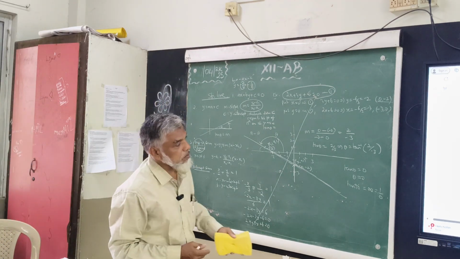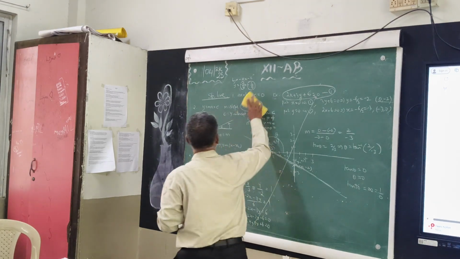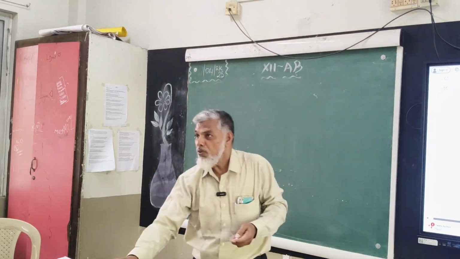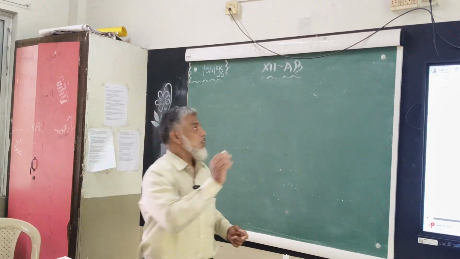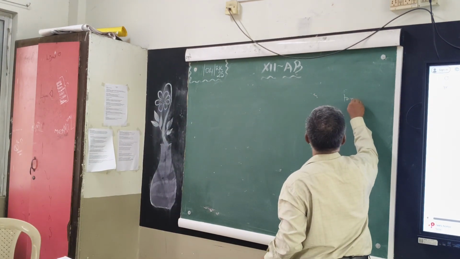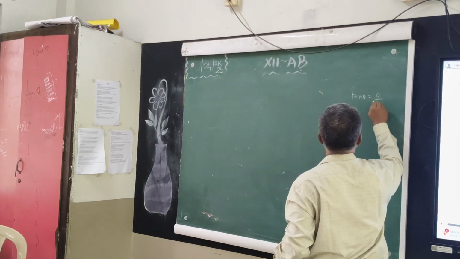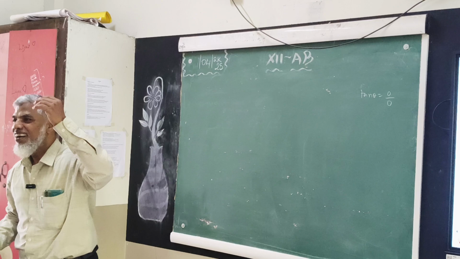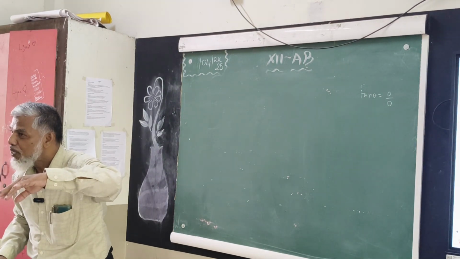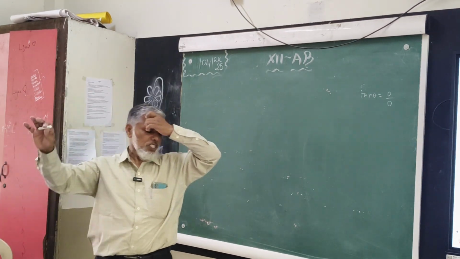Now the next concept is when the two lines are parallel. Tan theta equal to... you are asking a doubt. Tell me, tan theta equal to 0 by 0. What is your doubt? How will be the line? Okay, good question. Sit down.